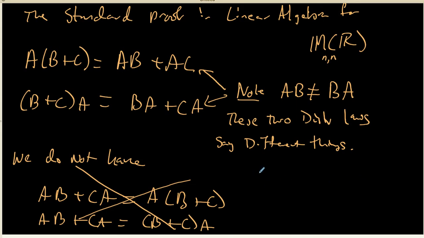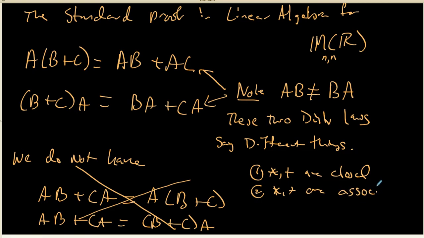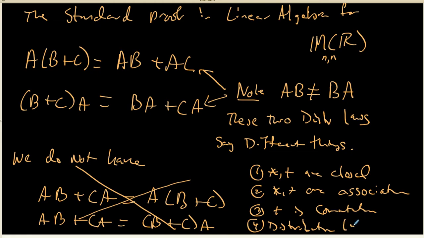So let's just remember what we've done. We've shown plus and times are closed. We've shown plus and times are associative. We've shown plus is commutative, and we've shown that we have distribution laws. So in order to get a full-fledged ring, the last two things that we have to show are the existence of an additive identity element and the existence of additive inverses.